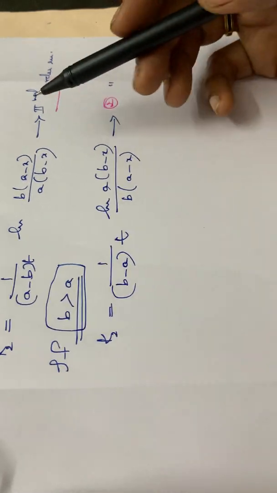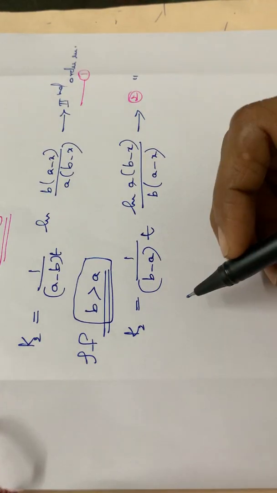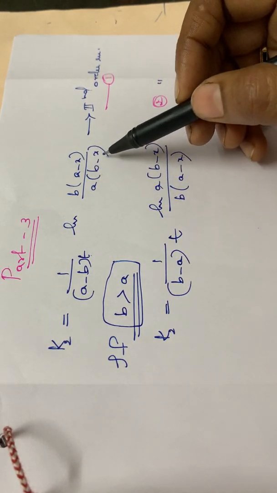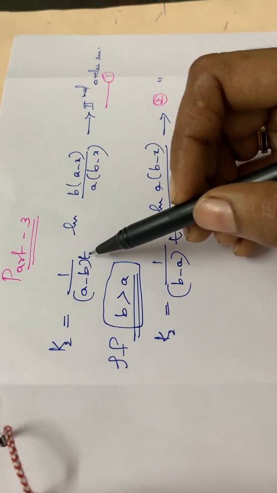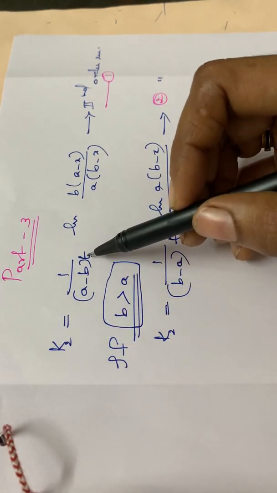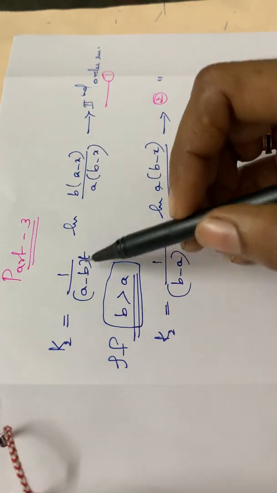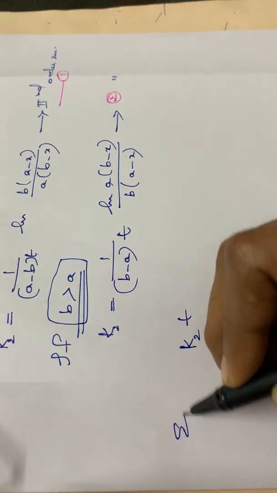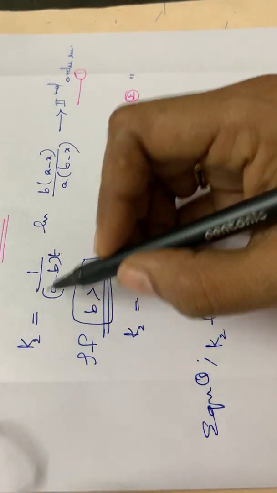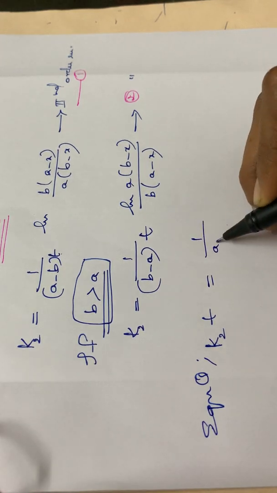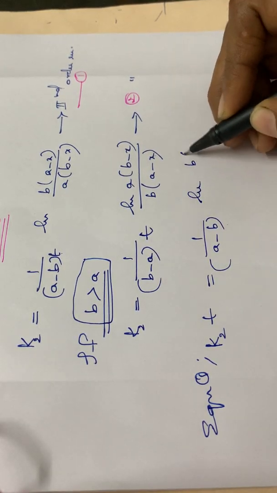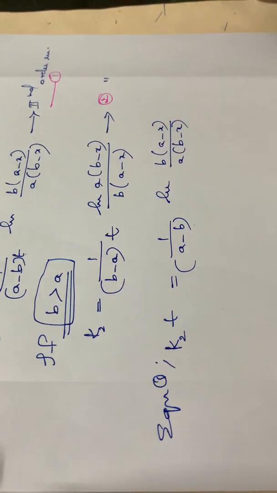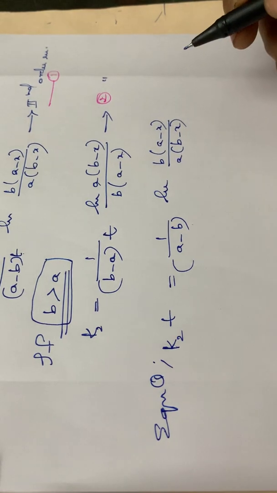Then again consider the first equation. I am writing it once more. k2 is equal to 1 by (a minus b) into t, ln b into (a minus x) divided by a into (b minus x). Then you can cross multiply this t, that is, you can rearrange this equation in this form, k2 t. So I am writing equation 1 like this: k2 t is equal to 1 by (a minus b) into ln b into (a minus x) divided by a into (b minus x). Okay, k2 t is equal to this much.